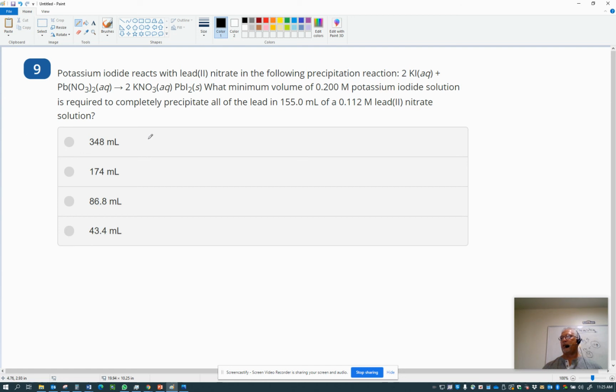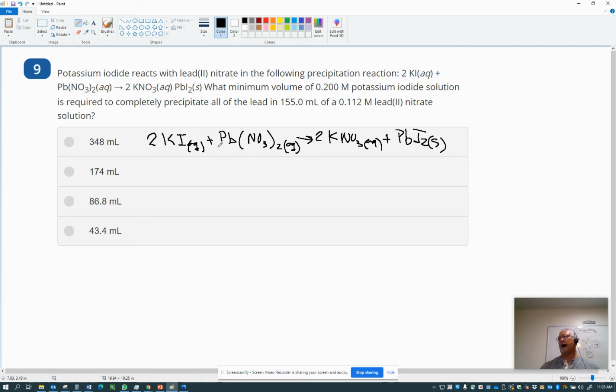So here is the first thing, rewrite the equation. You have the potassium iodide in solution reacting with the lead 2 nitrate. That will be the next reactant. And the reaction will produce potassium nitrate, 2 mole of potassium nitrate in solution, and also a precipitate that will be lead 2 iodide. It's a solid that will precipitate.